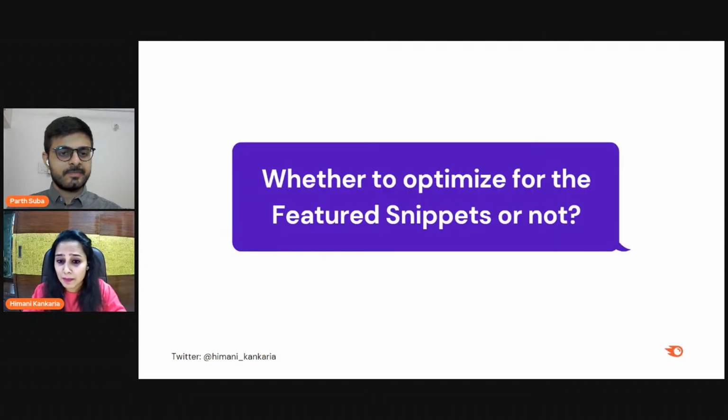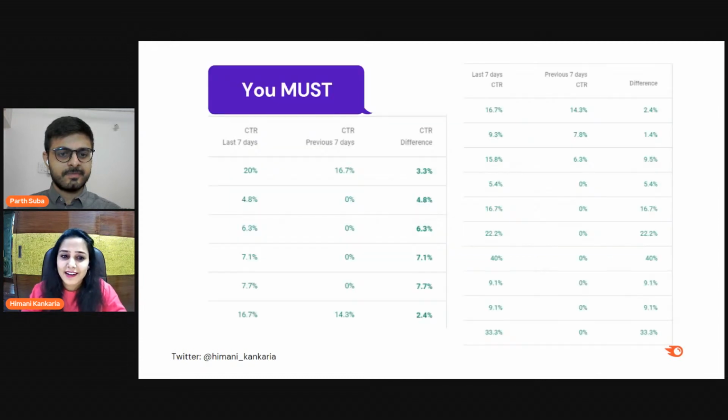Now the question remains the same: whether to optimize for featured snippets or not. This is my opinion, that you must. I have brought two screenshots of Google Search Console for two of my topmost ranking blogs. These are the most popular ones that receive more than 2K visits every day, and they received a featured snippet this week itself. So the data is the latest one.